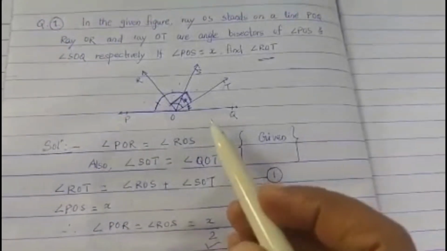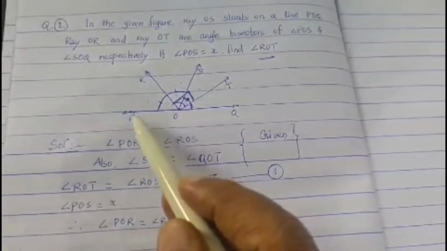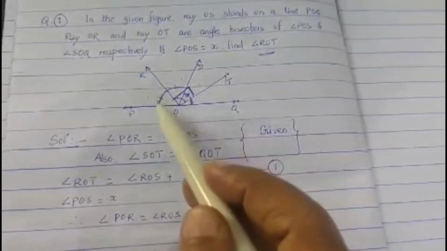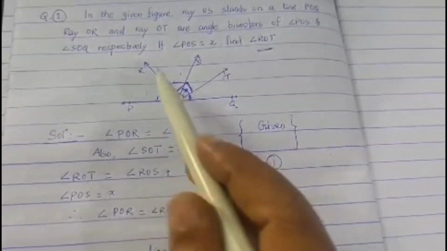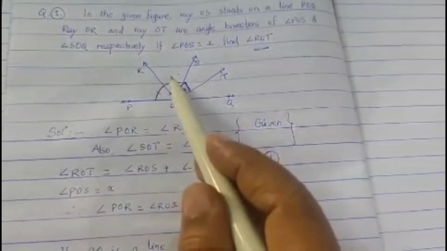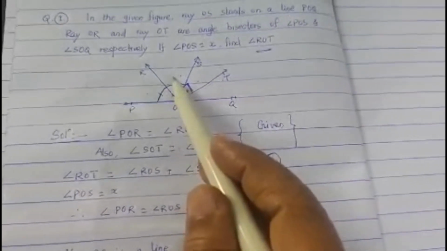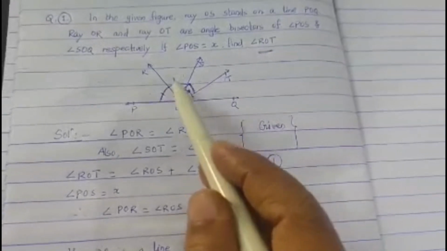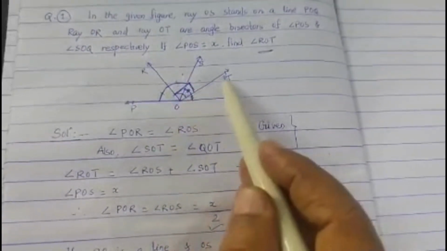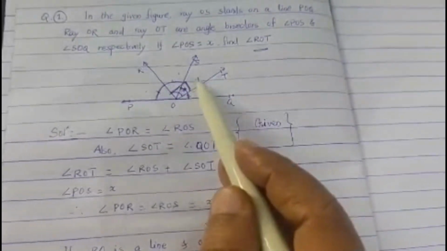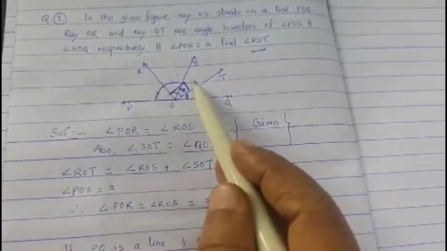So let me tell you how we did this question. We have been given angle POS, that is X. These are angle bisectors, so this will be X by 2 and this will be X by 2. Now we have found this one. We only have to find this other one so that we can add and find this angle ROT. So how will we find this one?